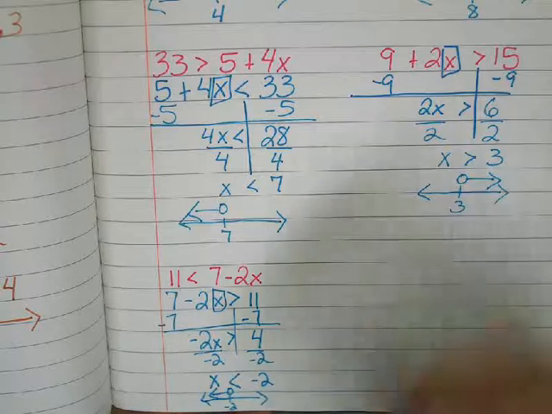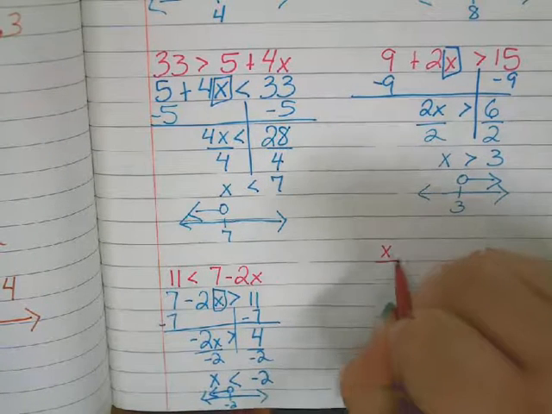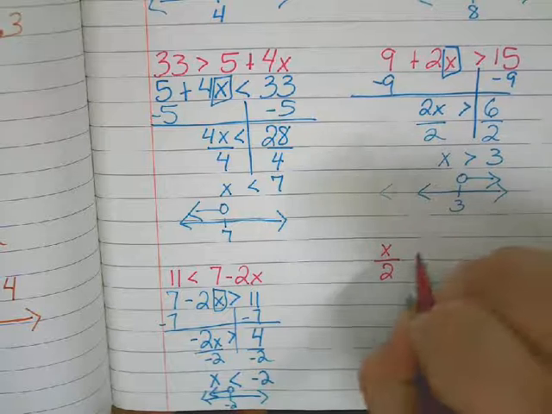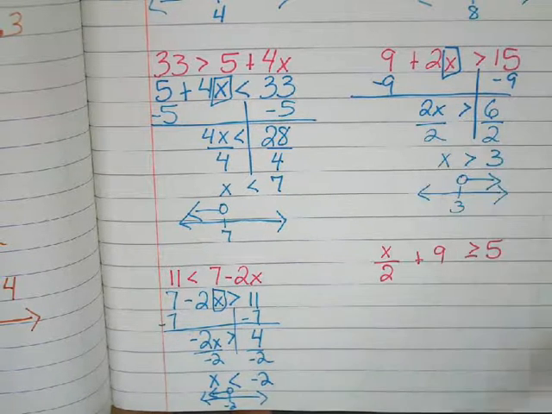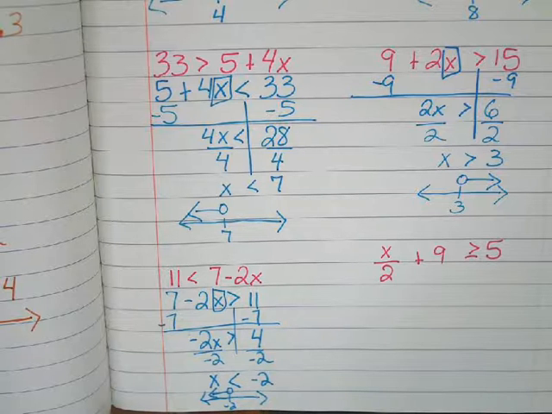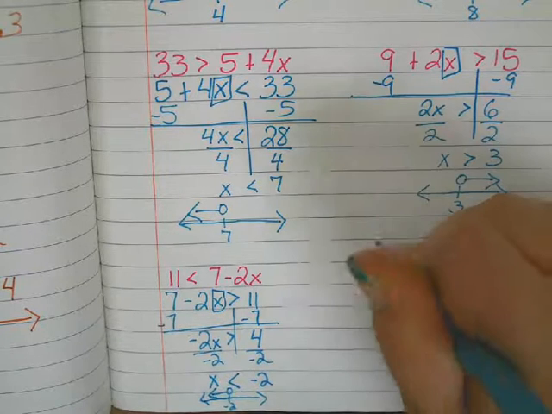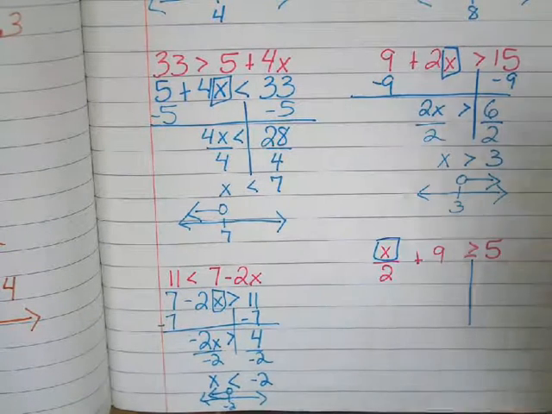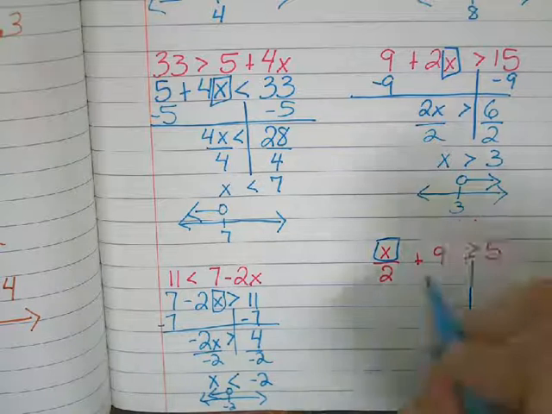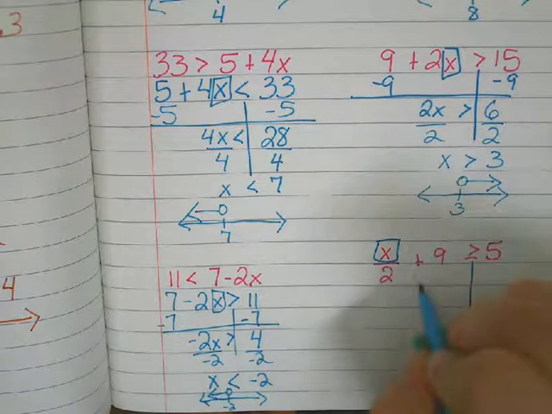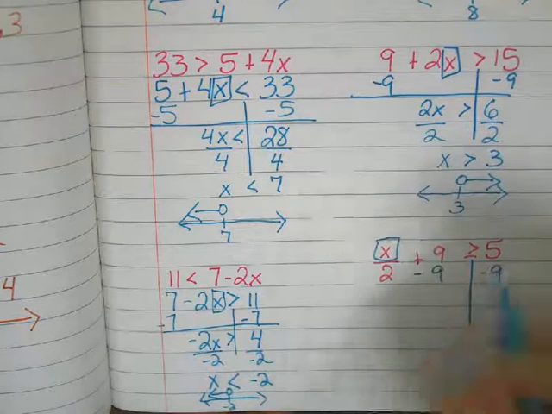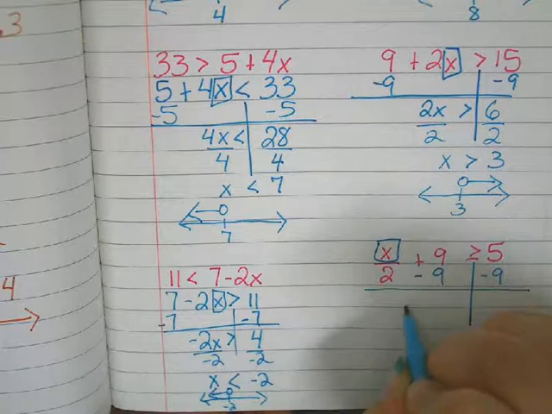x divided by 2 plus 9 is greater than or equal to 5. So box my letter, draw my line. You're going to divide by 2. I mean, times 2. Do I times first? No, we subtract. I'm going to subtract 9 from each side. So I have x divided by 2 greater than or equal to 5 minus 9.